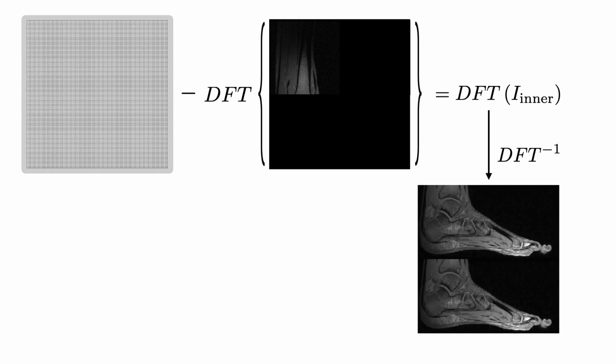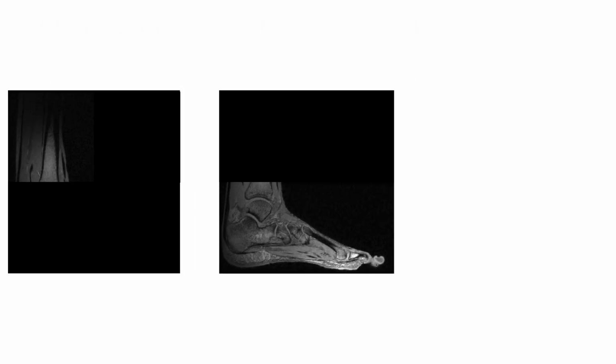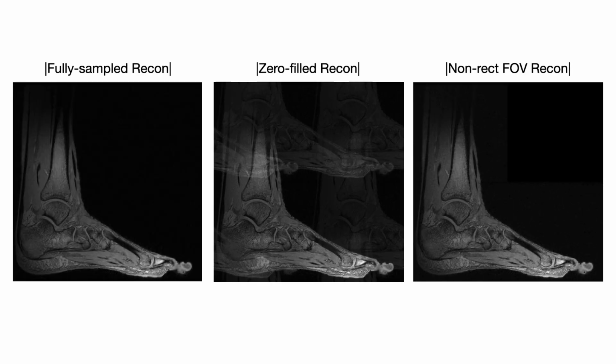We're then going to compute the inverse DFT of those values to reconstruct the inner region, this time with aliasing in the vertical direction. We're going to isolate just the inner region. That leaves us with the bottom half of this ankle. Summing together these two portions yields the full image. When compared to the zero-filled reconstruction, we see the quality is much higher, and we see that the reconstruction with the non-rectangular field of view is very similar to the fully sampled reconstruction.